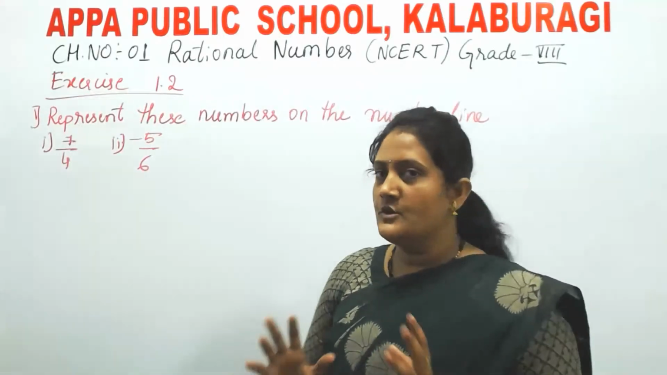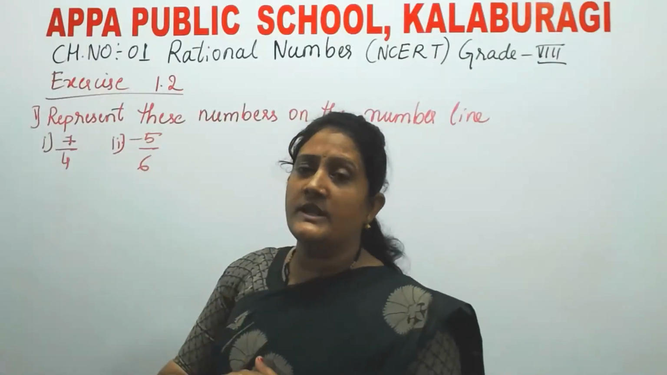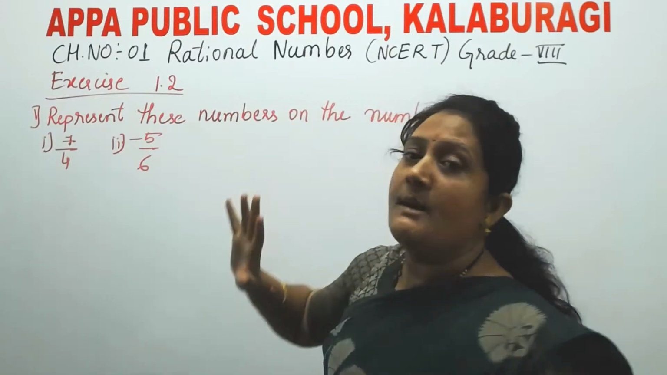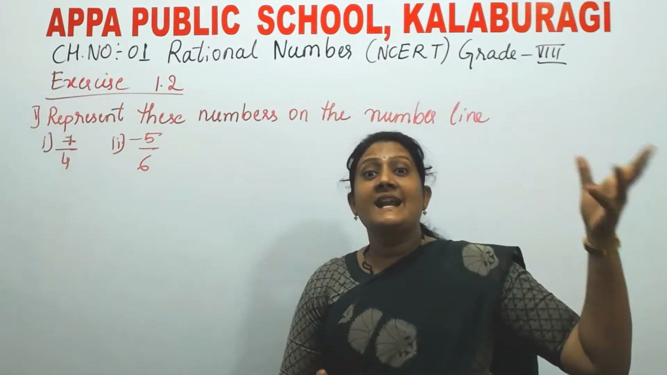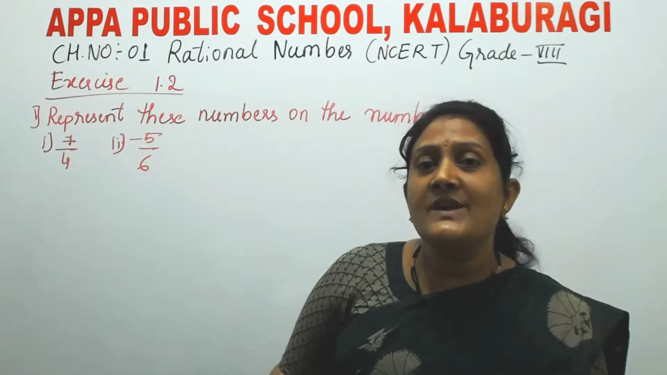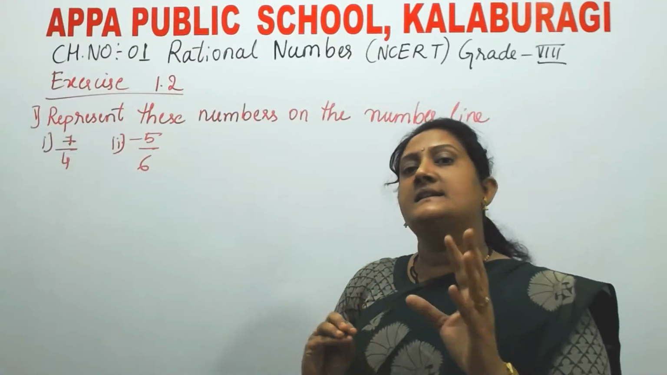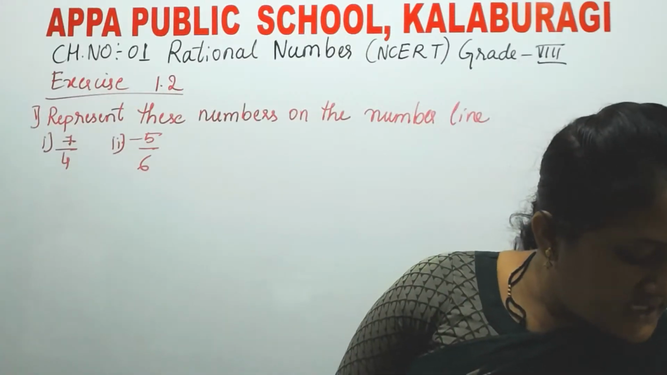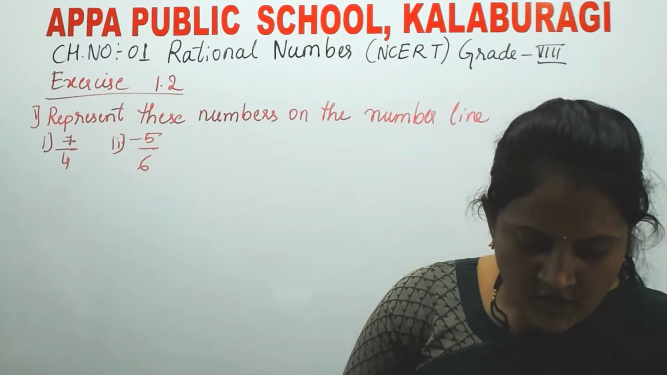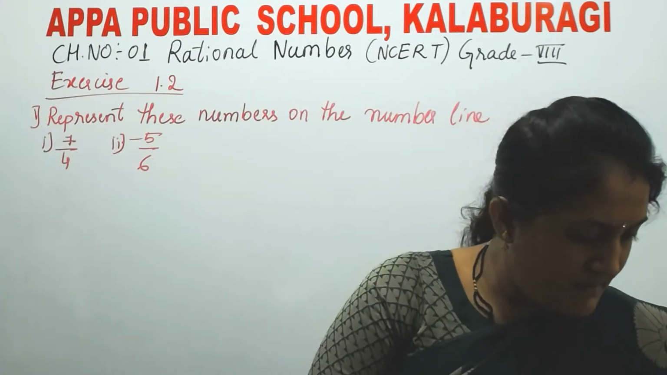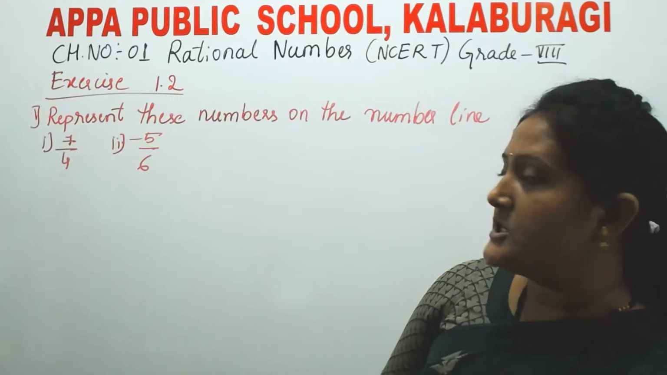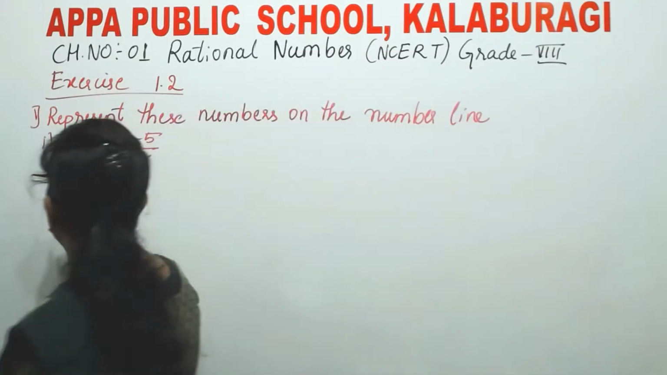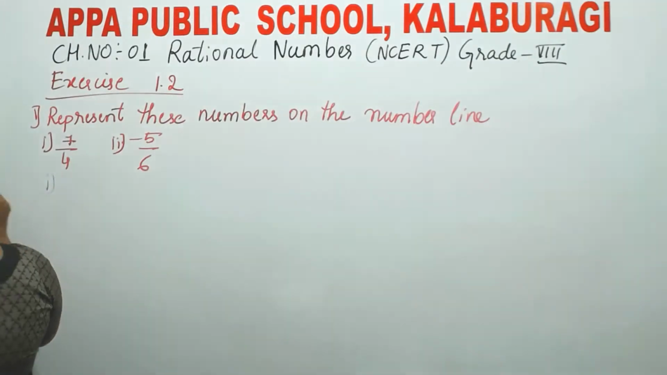So quickly we'll start with question number 1, that is, represent these numbers on the number line. In the previous class we learned how to represent integers on the number line. Today we will learn how to represent rational numbers. So shall we draw a number line? The first question is 7 by 4. So let's start with 7 by 4.